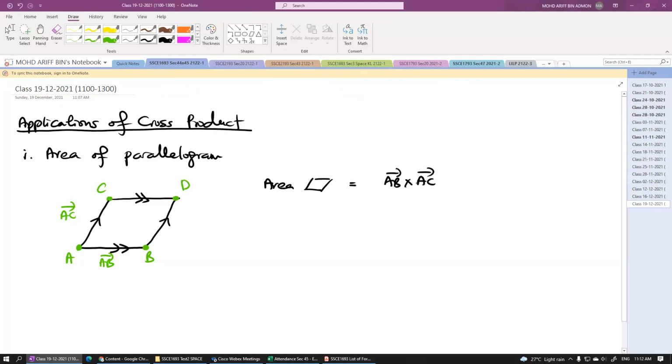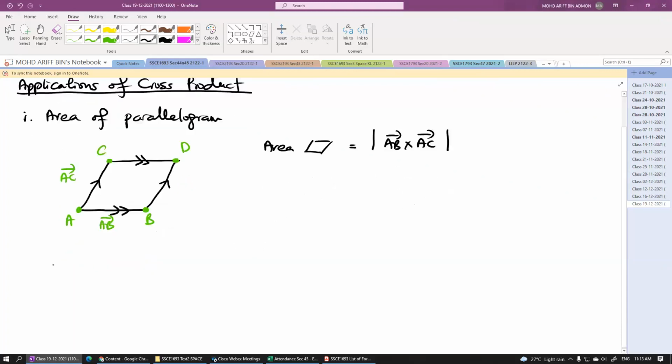But you have to remember, since in the cross product we get a vector, and in this case we need to determine the area, we just need the magnitude of this resulting vector. So we put the magnitude, the modulus. Then you get the area of the parallelogram.